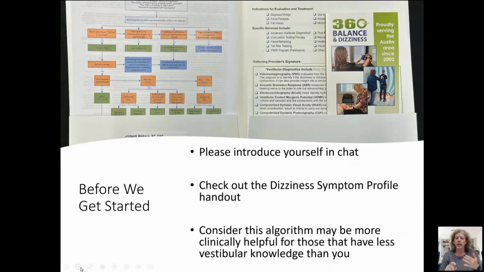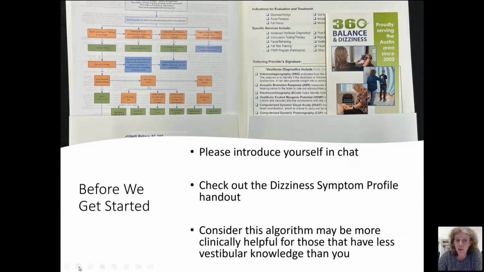And we have people fill out the dizziness handicap inventory. We love the DHI screen, which is only 10 questions, but it's not creating a working diagnosis for us. That's basically their perceived symptoms. The dizziness symptom profile is unique because it creates a working diagnosis. So I wanted you to have a copy of that.